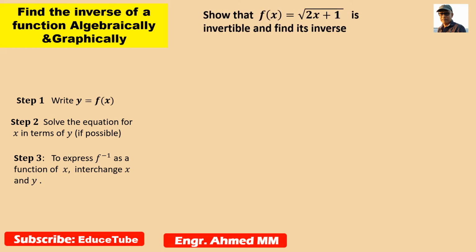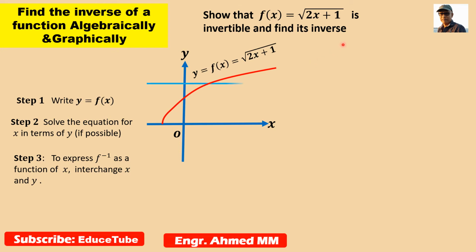Say I am taking an example: f of x equals square root of 2x plus 1 is invertible, and find its inverse. So let's draw the graph of this function. First let's see the graph. If you put x value 0, then y equals 1. So here x is 0, y equals 1, this point. Again, if I put x equal to minus 0.5, then minus 0.5 multiplied by 2 is minus 1, plus 1, so y will be 0. So it is this point at minus 0.5.